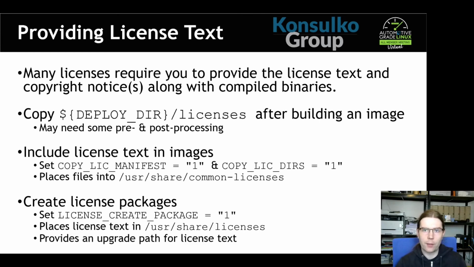Now let's talk about how you can actually provide the license text for an open source component of a project that's built using the Yocto project. As we said before, many licenses require you to provide this license text and any copyright notices along with the compiled binaries. And there's a few ways we can achieve this within AGL. We can copy the licenses deploy directory after building an image. This might need some kind of pre-processing and post-processing, because if you build multiple images, then all the various licenses and copyright notices end up in that directory.